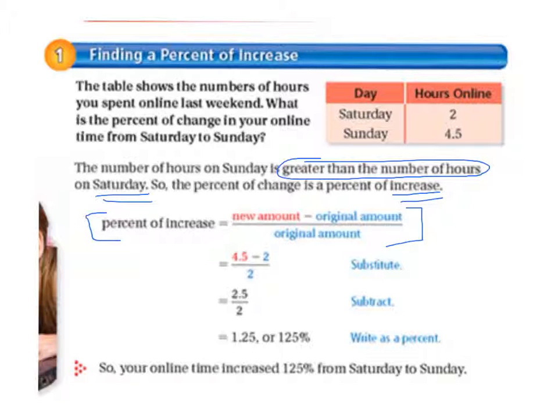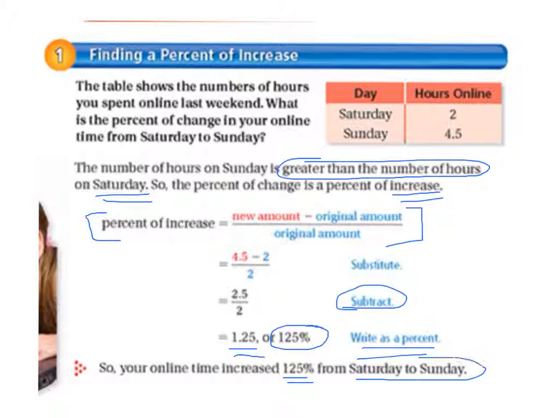So 4.5 minus 2 is 2.5, so you subtract it, and then you divide, and when you divide you get 1.25, and you write that as a percent, so it's 125%. So you had your original amount plus some, so that's 125%. So your online time increased 125% from Saturday to Sunday.